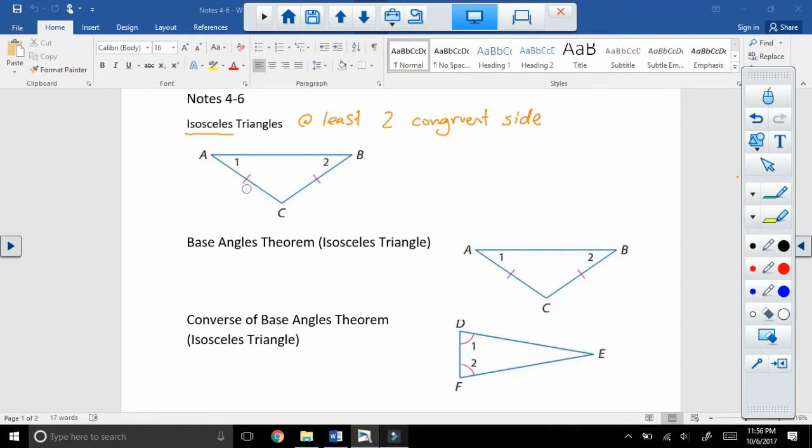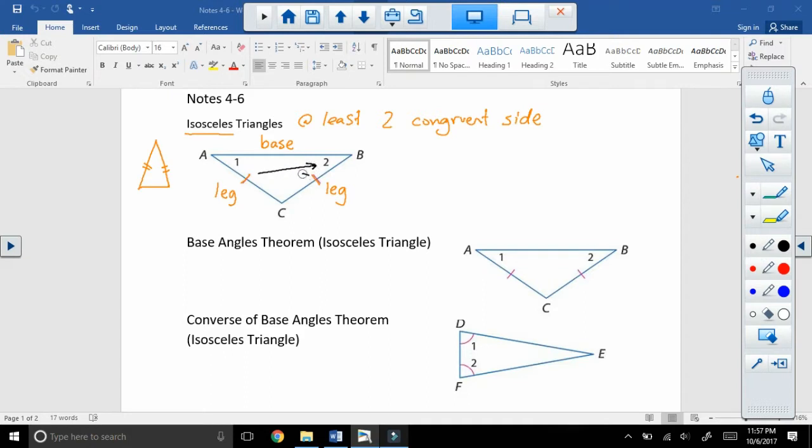For this isosceles triangle, the two sides that are in fact congruent are called the legs, and then the other side is called the base. And it does not matter where that base is. I know that you guys are probably really used to seeing isosceles triangles drawn like this, where the base would be the bottom. You just really have to pay attention to where the legs are, and then the base is just that other third side.